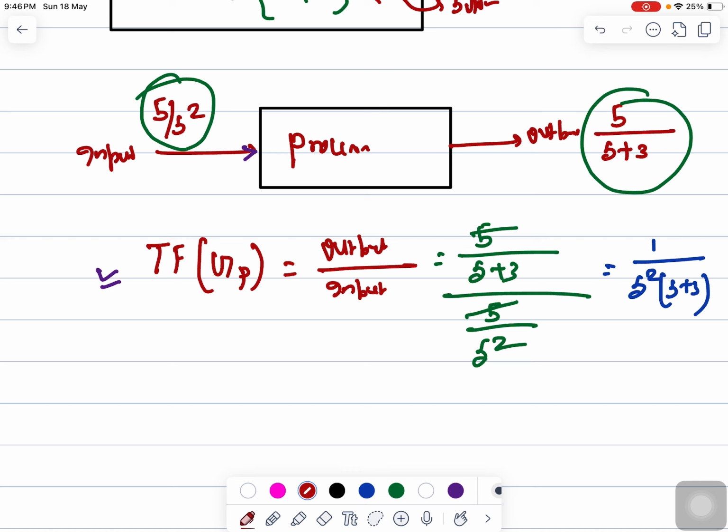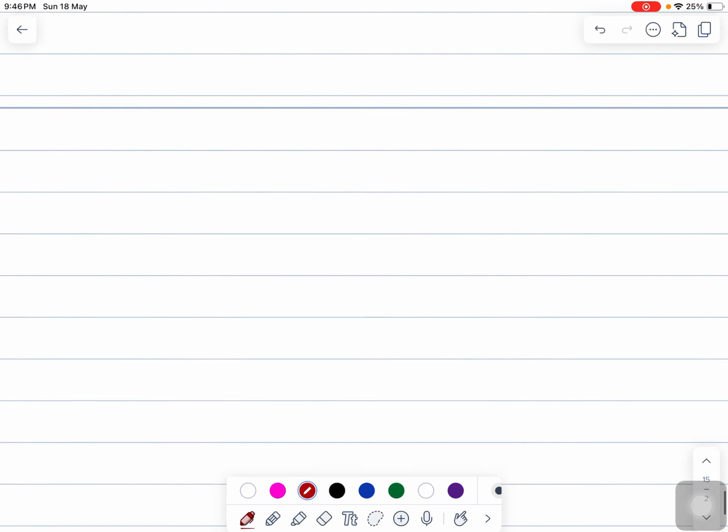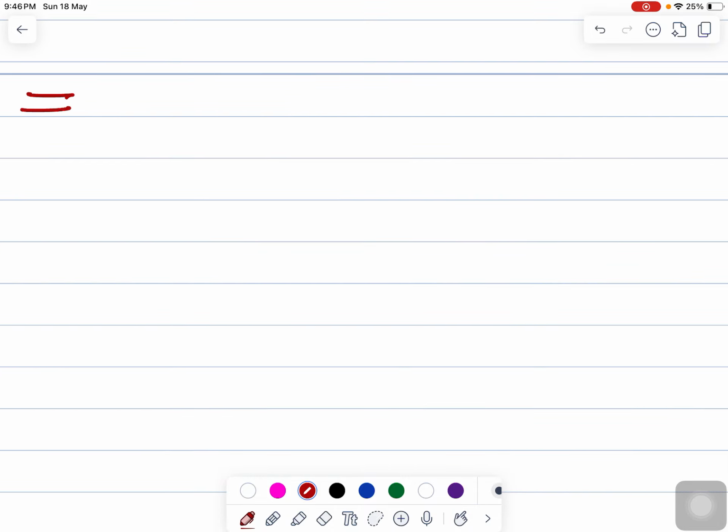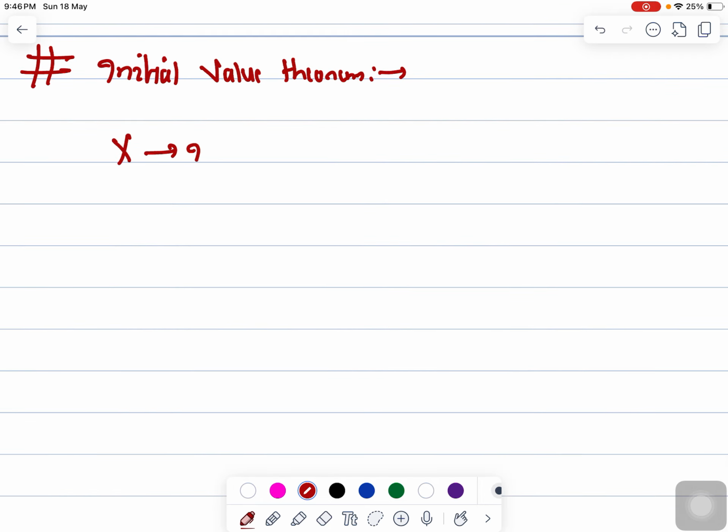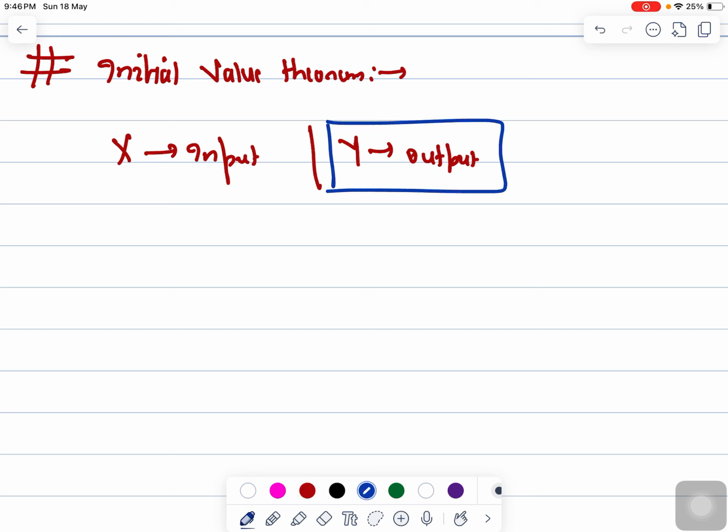Now coming to the next problem and next concept, that is the initial value theorem. That is very, very important. Let's say I am assuming x is my input and y is my output. Throughout the whole course I'll be assuming this kind of notation. Whenever I write x, that is the input, and y, that is the output. This is inbuilt. But if I denote some specific input, I'll write it separately, right?